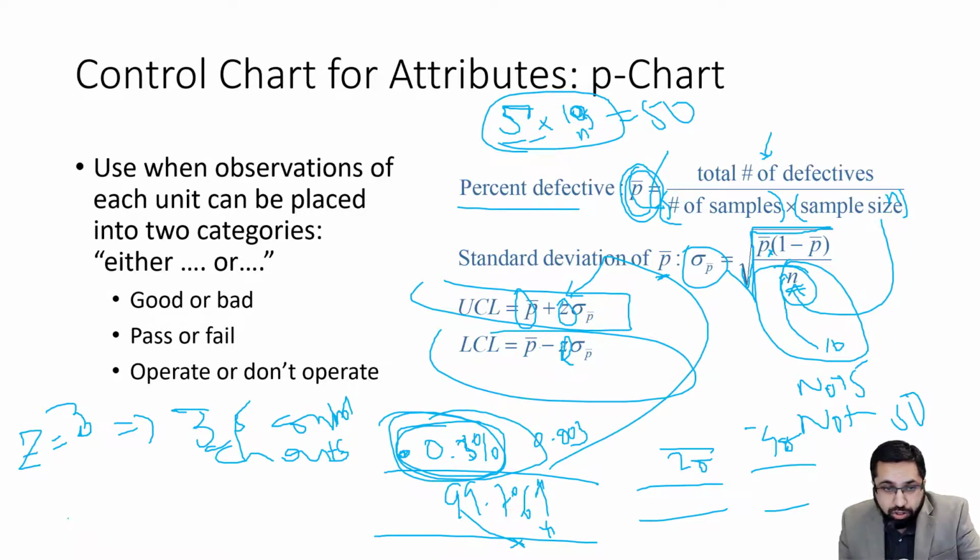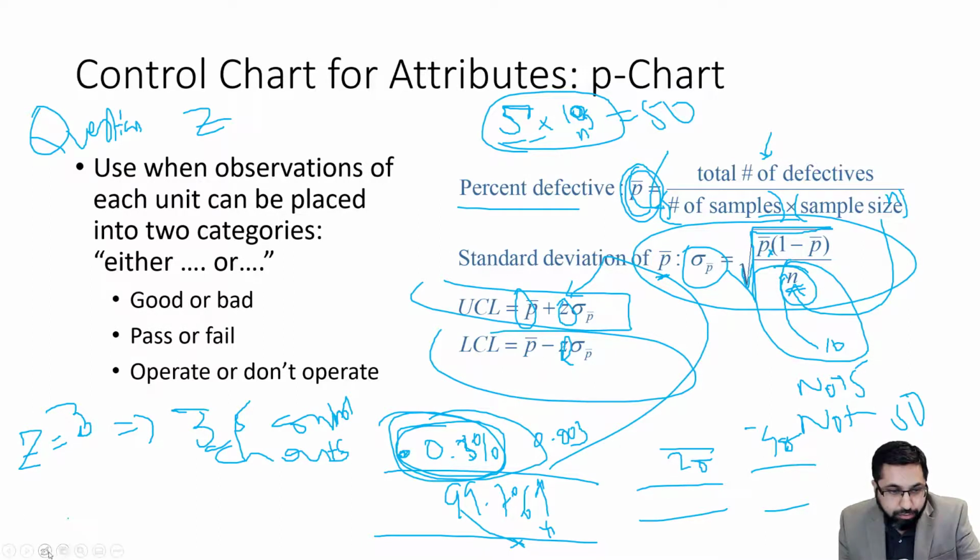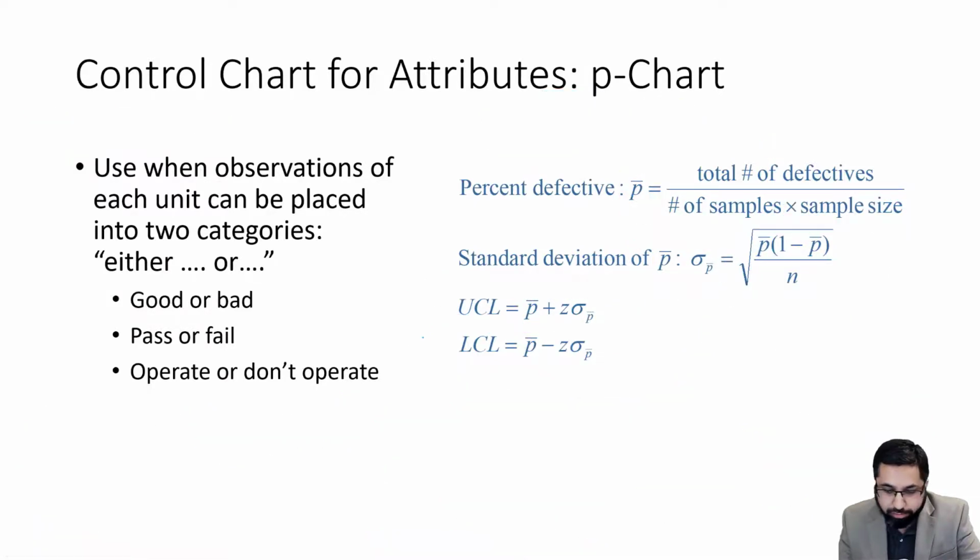So Z is usually 3. The question will specify Z. It'll either say use Z equals 3, or use a 3 sigma control chart or a 4 sigma control chart. 4 sigma means Z is 4, 5 sigma means Z is 5, and so forth. So you take P bar plus Z times sigma P bar, which you found here. It's a relatively straightforward formula.